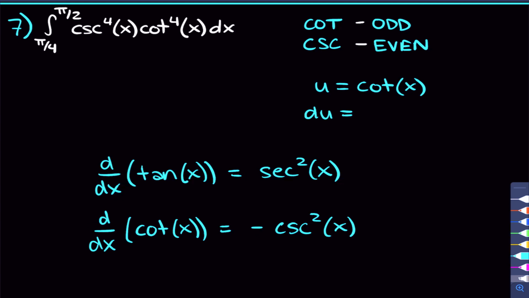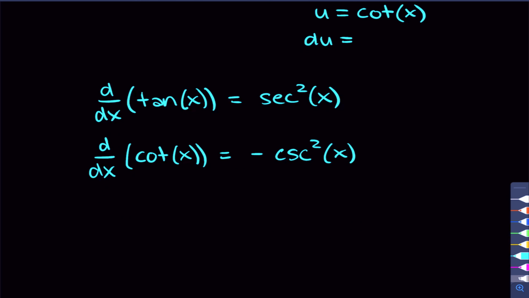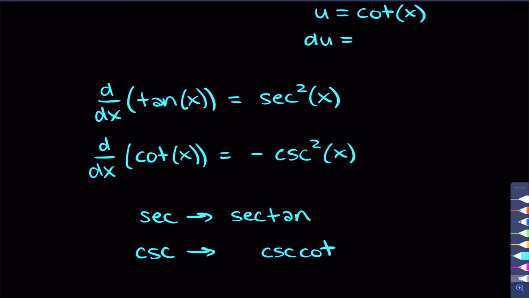And the same kind of pattern works for the relationship between secant and cosecant. The derivative of secant is secant tangent, and the derivative of cosecant is cosecant cotangent, except again, we make it negative. So you see how those are kind of like mirrors of each other?